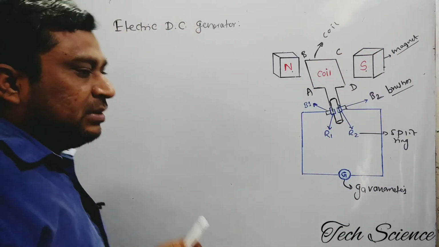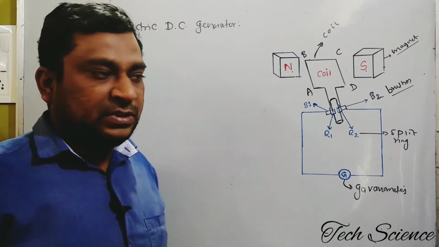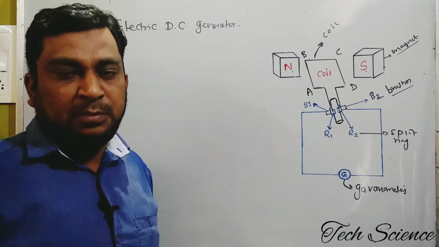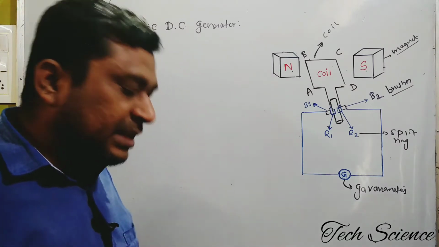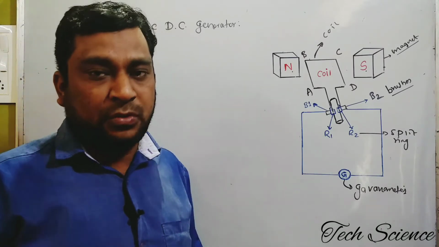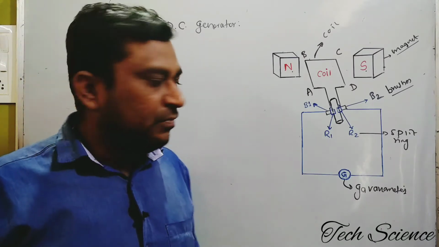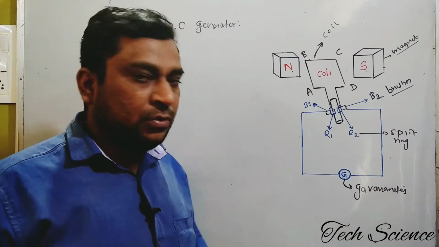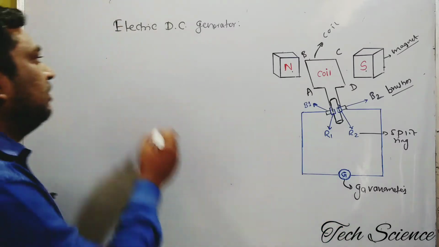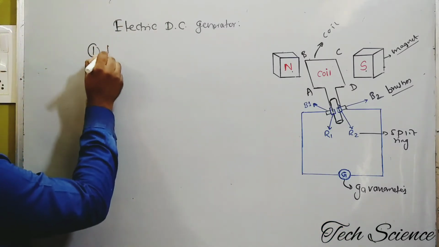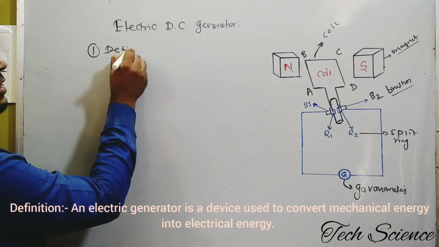Whenever a question like the electric DC generator is asked in an examination, whether for the state board, ICSE or CBSE, it is a long answer question, generally carrying 5 marks. If you have the diagram, you get 1 mark. Then we have the definition. Next point: the definition of the electric generator.